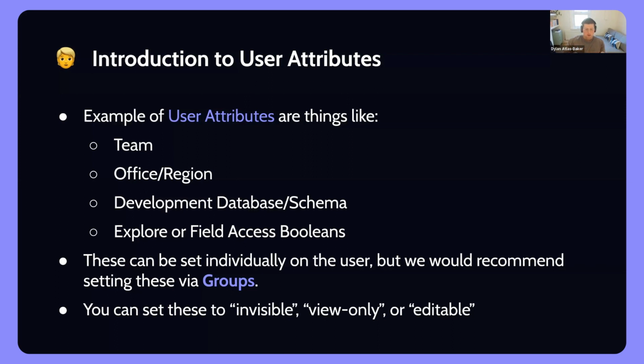And I'm going to come back to a recurring refrain during this presentation, which is these user attributes can be set at the user level. But most of the time, for most of the stuff that we're going to talk about here, we'd recommend setting these via groups. So you can set group defaults for user attributes and do it that way, so that you can just assign people to the right groups, and all the security and access stuff just flows from there. That is really key.